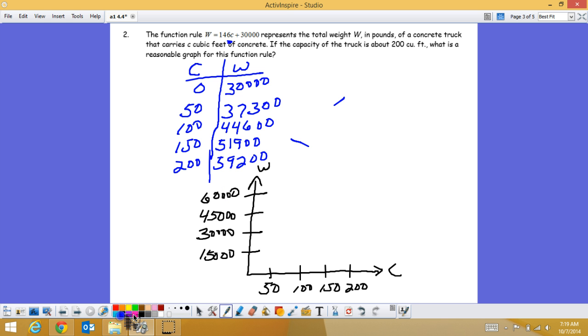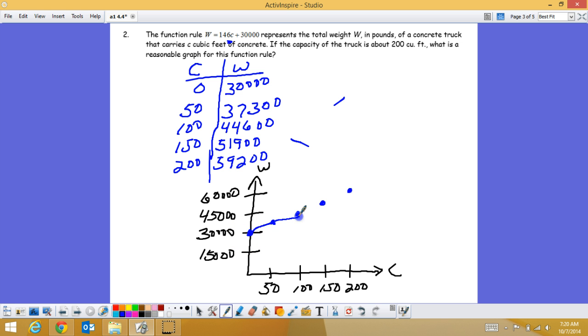so to finish this off, at 0 cubic feet of concrete, we're at 30,000. At 50, we're at 37,300, which is almost halfway between 30,000 and 45,000. At 100 cubic feet, we're up to 44,600. At 150, 51,900. And finally at 200, we're up to 59,200.